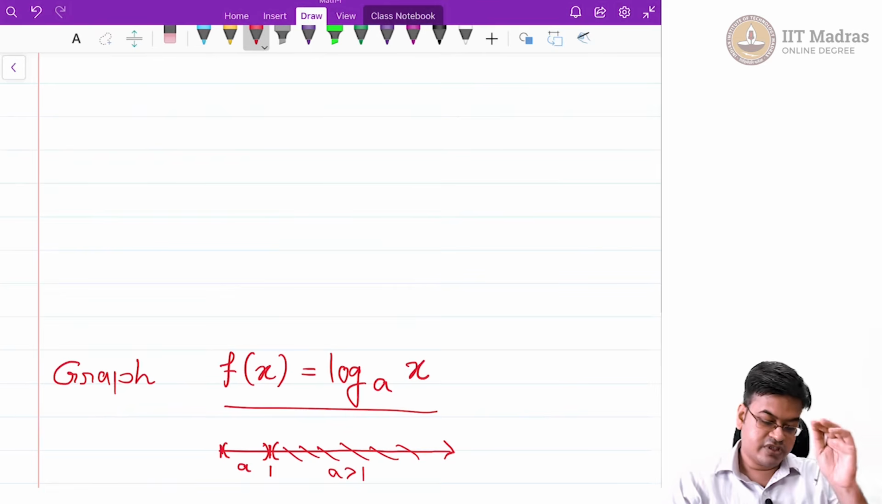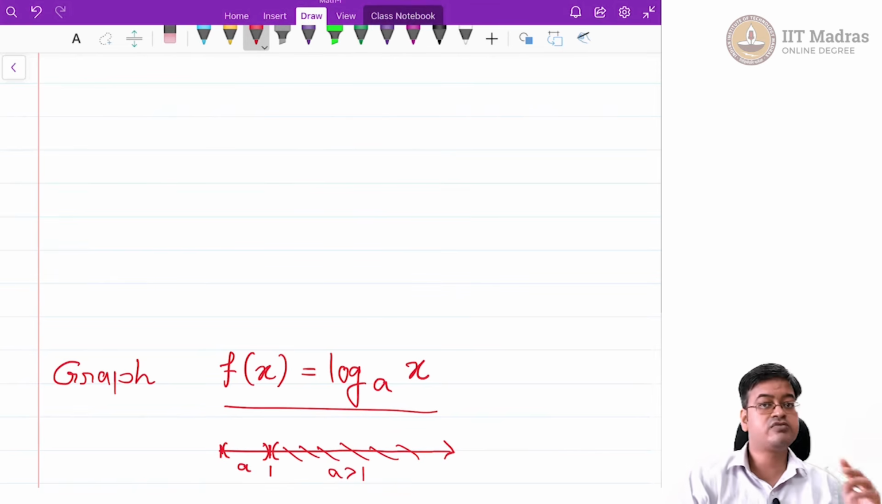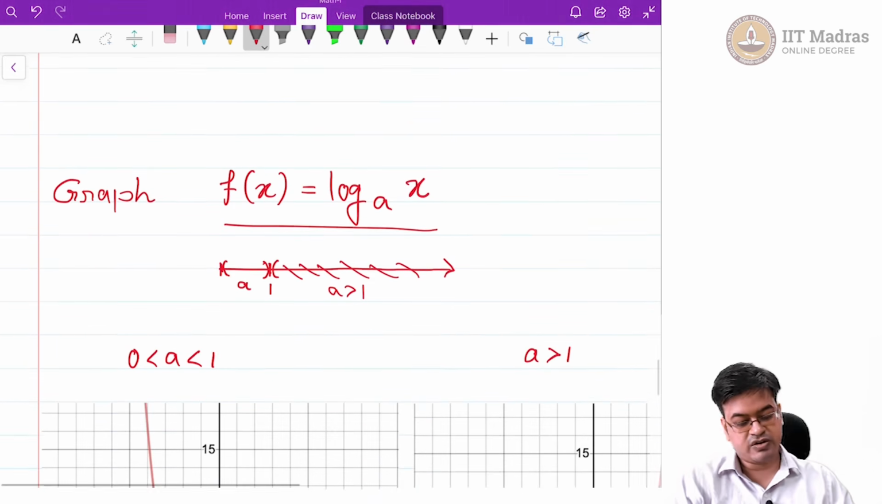So let us first imagine those graphs and recollect from the previous video the interpretation of the graph of the inverse function. If you recollect, the graph of the inverse function is nothing but the reflection of the original function f along the line y equal to x, or the mirror image of the function.